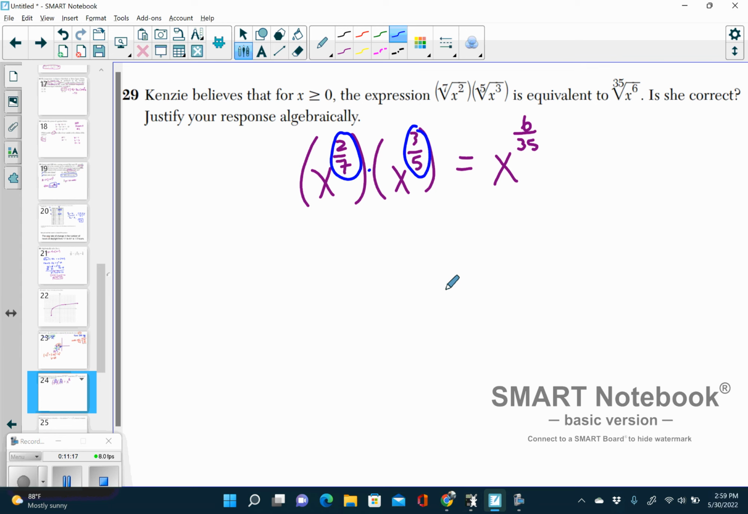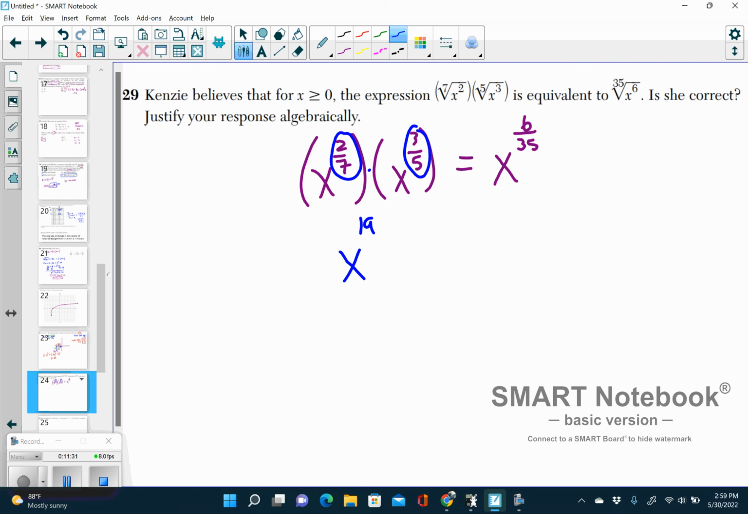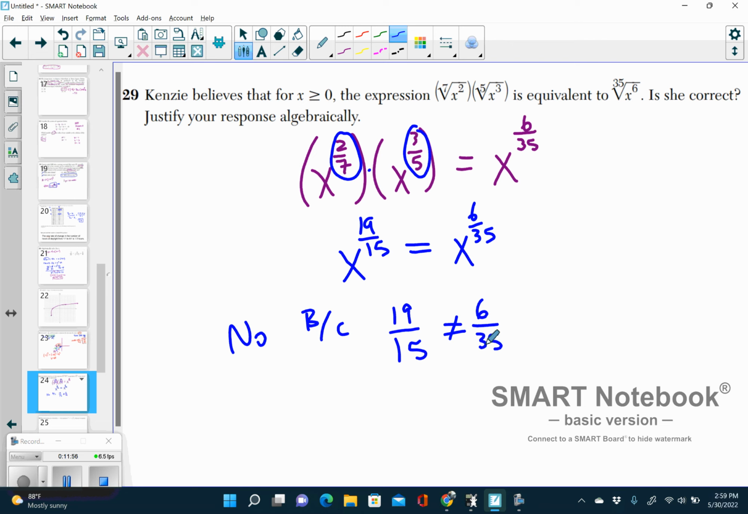So we're going to see if that is correct. Did I just, 2 over 7. Okay, we're good. So we have on our calculator x to the 19 over 15, and she's saying that it's equal to x to the 6 over 35. They are not the same. These two are not the same. So no, she is not correct. You want to definitely make sure that you say no. And you could even say, because 19 over 15 does not equal 6 over 35. Okay.